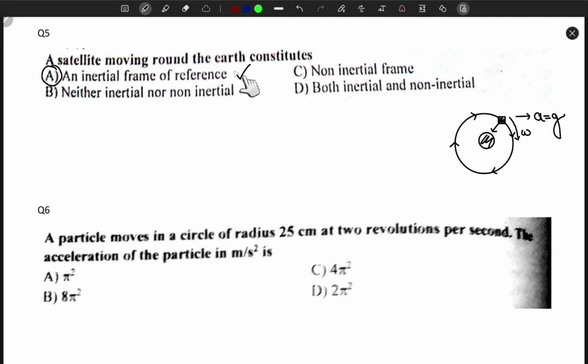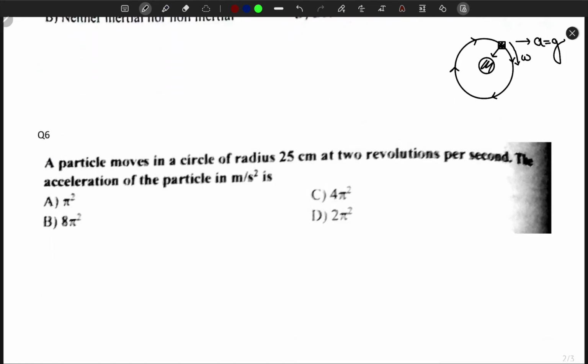right? Okay, amazing. So now let's move on to the next question, question number 6. Now we have a particle and it moves in a circle of radius 25 centimeters, right? So a particle is moving in a circle which has a radius of 25 centimeters at 2 revolutions per second. So we're given the angular speed as 2 revolutions per second. The acceleration of the particle in meters per second squared is what? So that's what we want to find it in terms of meters per second squared.